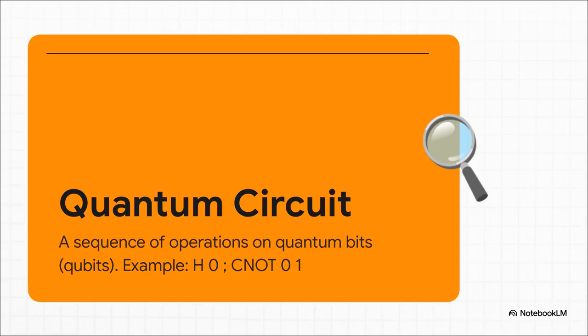Okay, so to crack this puzzle, let's start with the basics, the building blocks. A quantum circuit is really just a list of instructions, or gates, that you apply to quantum bits, or qubits. In the simple text format this project uses, a circuit could look something like this. That just means you apply a Hadamard gate, the H, to the first qubit, which is qubit 0. Then, you apply a CNOT gate, which links that first qubit to the second one. The real challenge? Finding the absolute shortest sequence of these gates that still gets the job done.